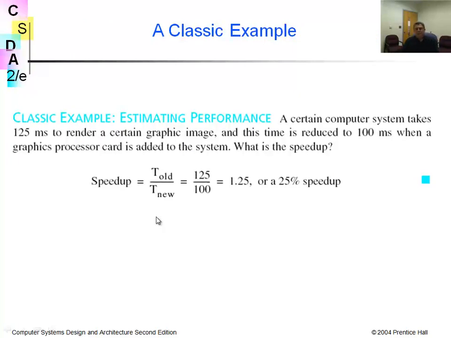Here is some example. A certain computer system takes 125 milliseconds to render a certain graphic image. And this time is reduced to 100 milliseconds when a graphic processor card is added to the system. What is the speed up? T of old over T of new, 125 over 100, 1.25, or a 25% speed up. Or we can do T of old minus T of new divided by T of new times 100, and that will give you directly 25%. This is the speed up.